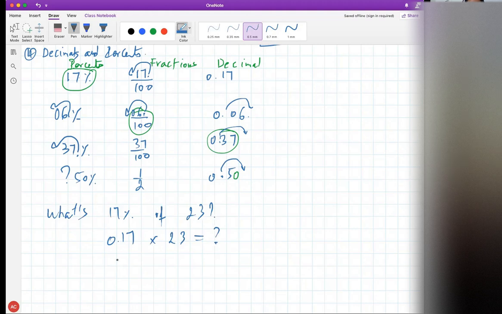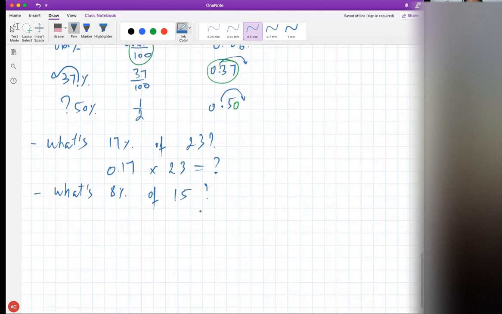So what's 8% of, I don't know, 15? How do you find this? Make the 8% into a decimal. So what is 8% as a decimal? 0.8? You need to move it twice. Oh, 0.08. Sorry, yeah, 0.08. That's right. So you have to move this twice. So it's 0.08 times 15.